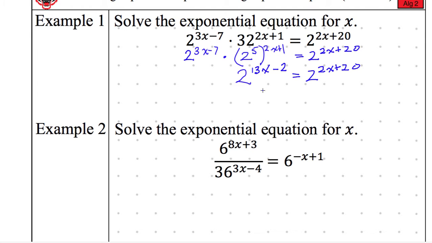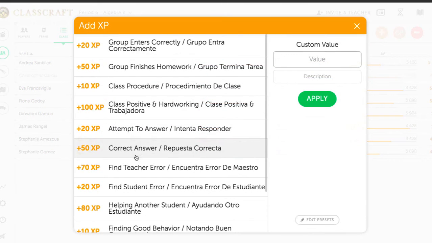Teflon. You put 13x minus 2 equal to 2x. You indeed set the powers equal to one another. 13x minus 2 is equal to 2x plus 20. Write it down. Set the exponents equal to each other. Thank you, Teflon.